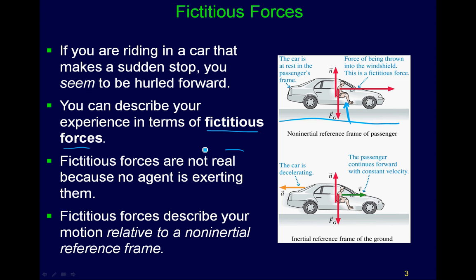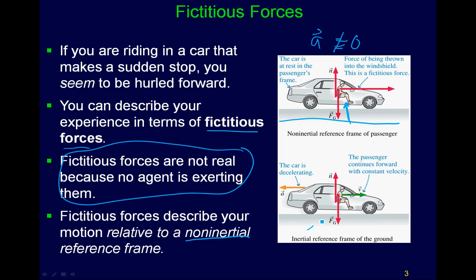It's fictitious because there's no real agent. So the book says agent. What that means is just something that causes the force. There is nothing causing this force. If you're sitting next to this person in the car and you see them lean forward, there's nothing pushing them forward. And so that's why it's fictitious. They're not real. Fictitious forces basically come up when you're in a non-inertial reference frame. So here the car is accelerating. So its acceleration is not 0. So it's a non-inertial reference frame.